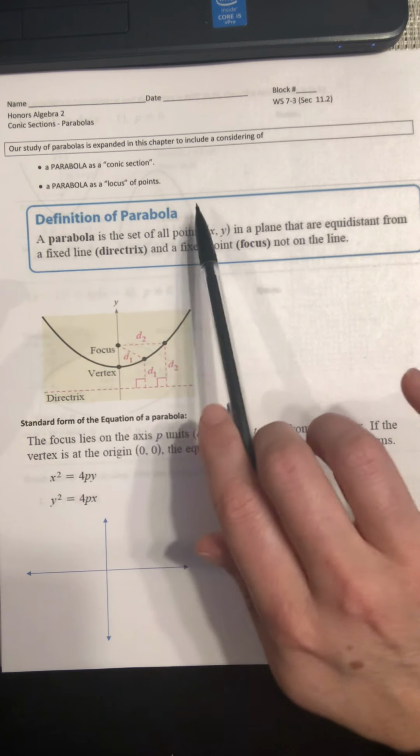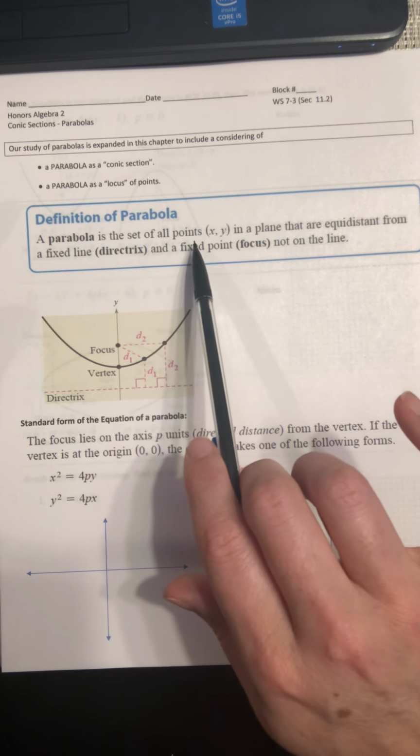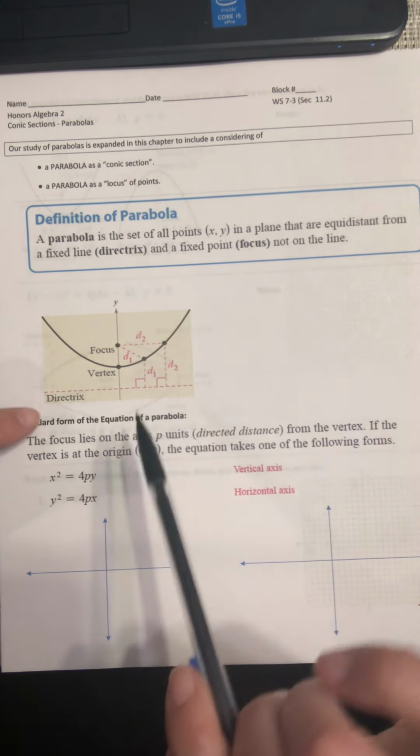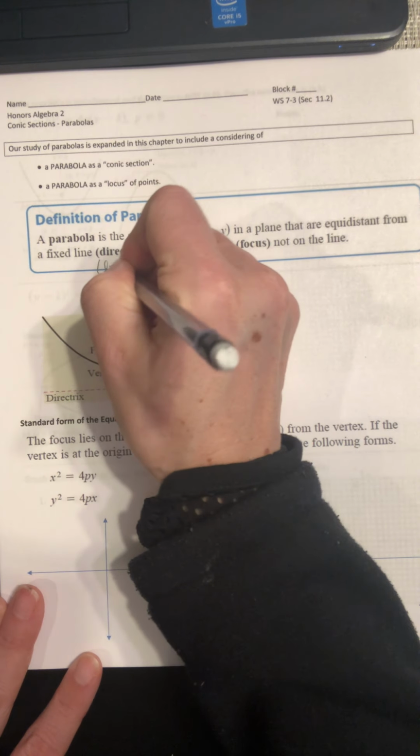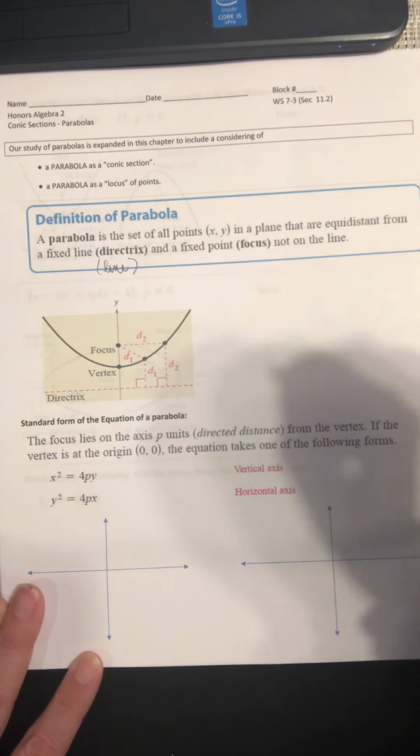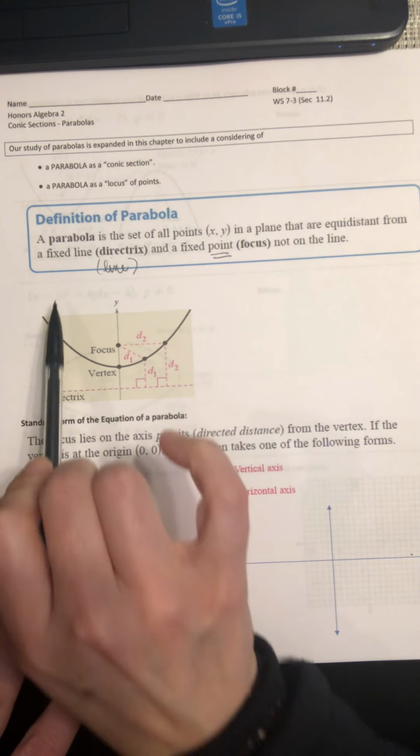So the definition of a parabola as a locus of points is a set of all points in a plane that are equidistant to what's called a directrix. That's just the line. And a fixed point. So the focus is a point, not on the line. So if you take a look, here's our parabola.